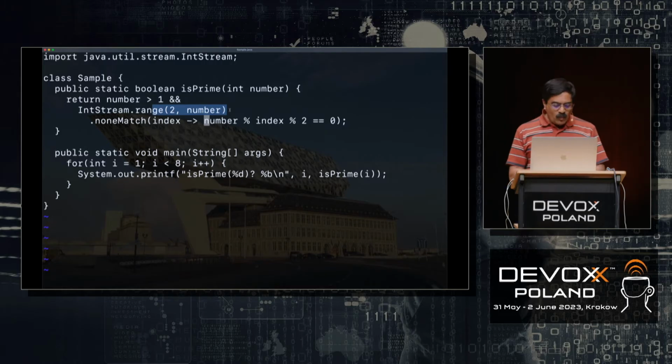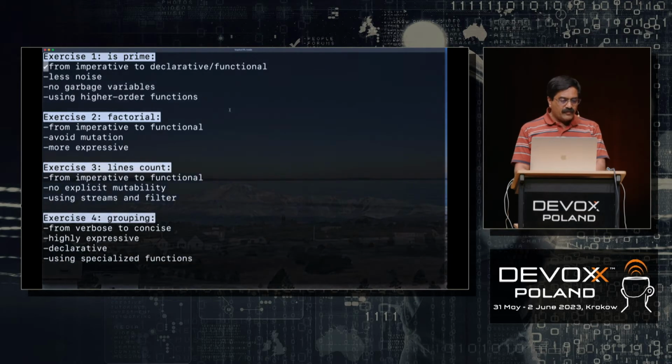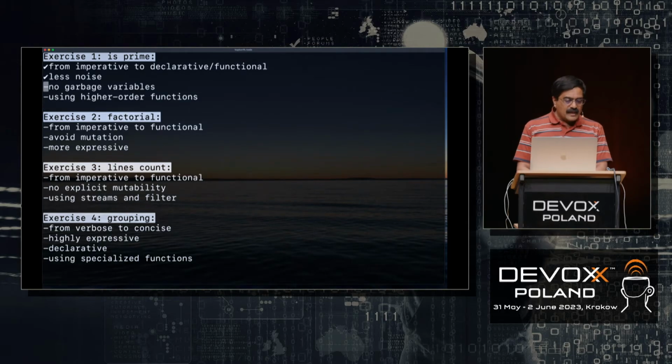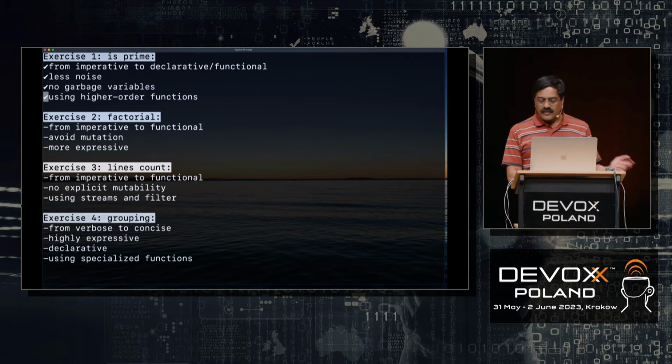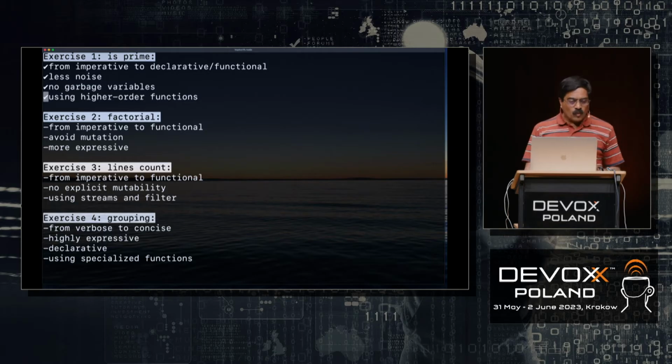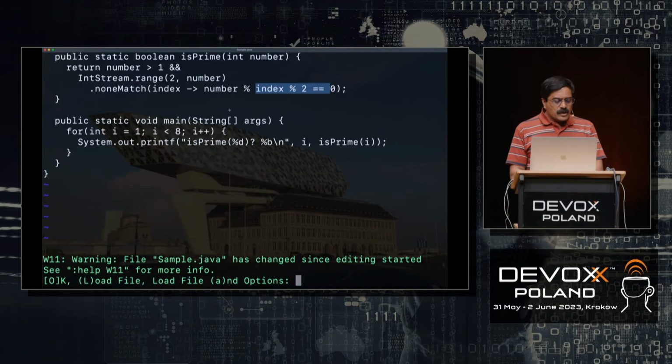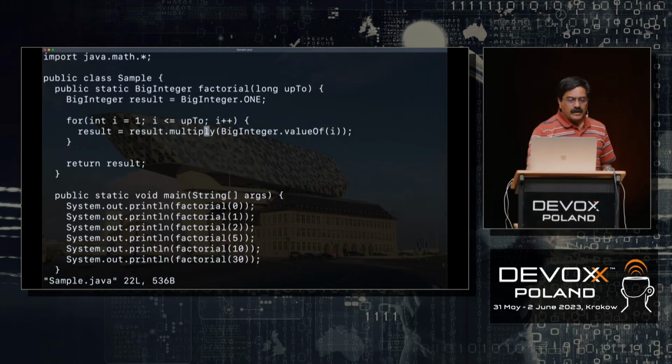So that's one way of thinking declaratively, if you will, and you can see the code is less noisy. We don't have those garbage variables that we created earlier, and we are also using higher order functions. That gives us an idea of how to work with the range. Let's take a similar problem, just to entertain this thought and see how we can solve a problem similar to this. Let's look at one more example.